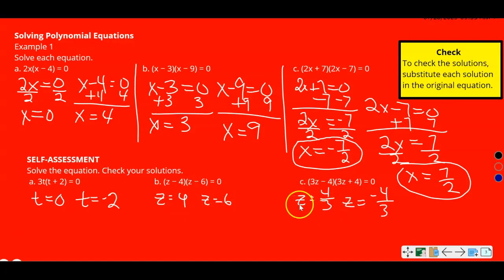For C part, you should have got z equals 4/3 and z equals negative 4/3. You would have added 4 and then divided by 3 in order to get that. If you're not sure how to use the zero product property still, please reach out and I will be happy to assist you.